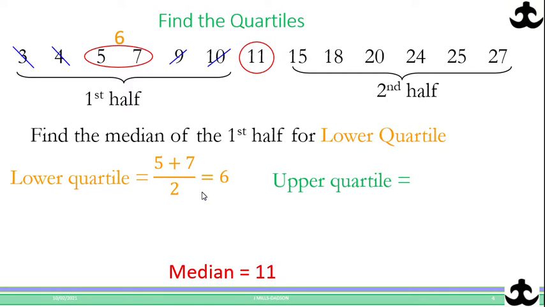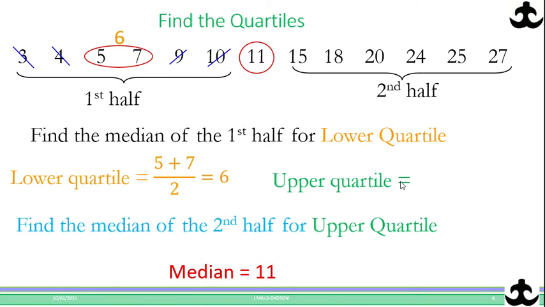Don't get confused. It's the median for the first half, but it represents the lower quartile. We are now going to work out the median for the second half for our upper quartile. The same principle. Also 2 middle numbers, so work out the average, add and divide by 2. So we know our upper quartile is 22.